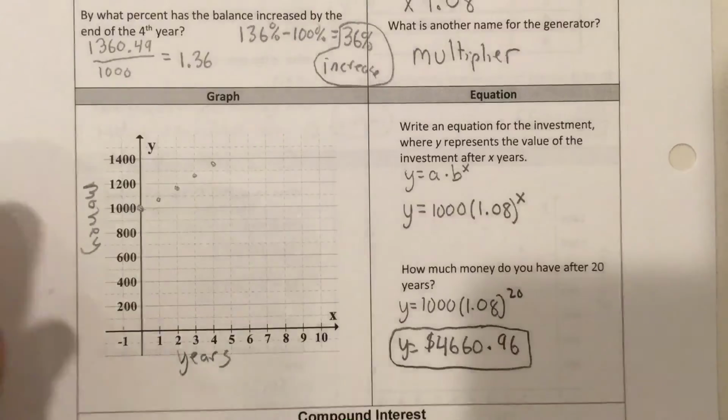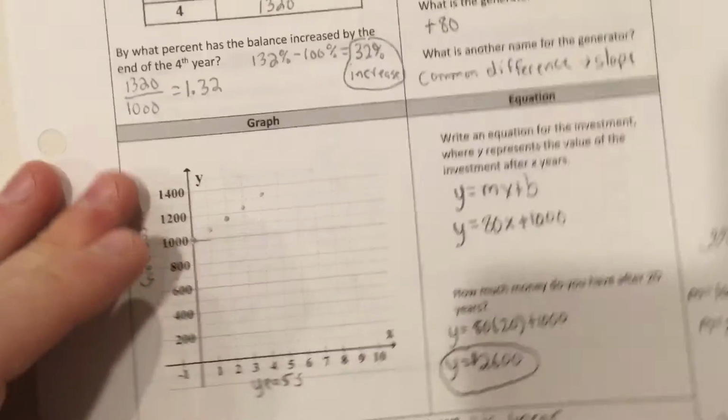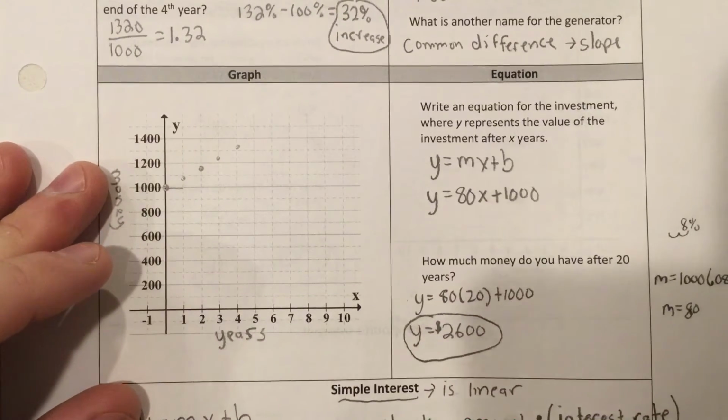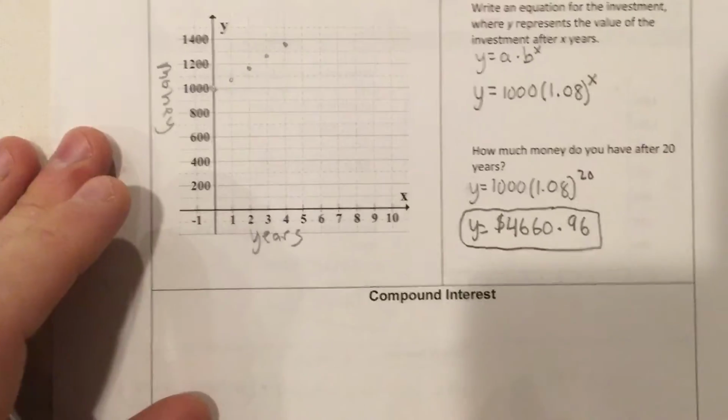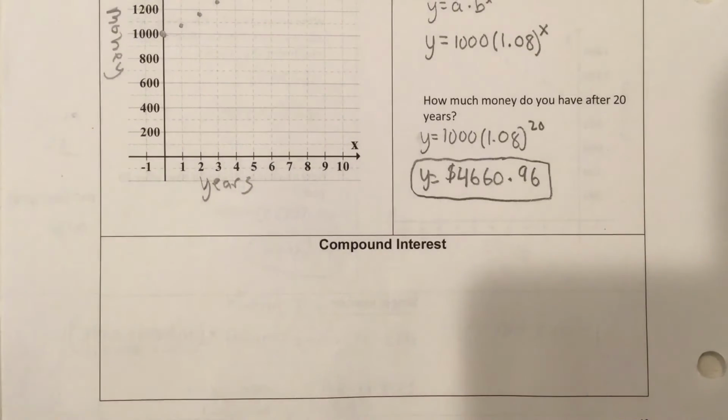So if we compare that to the 20 years on the simple, we're making a good amount more money, almost $2,000 more just by having it in that compound account. All right, so the basics for the compound interest account.